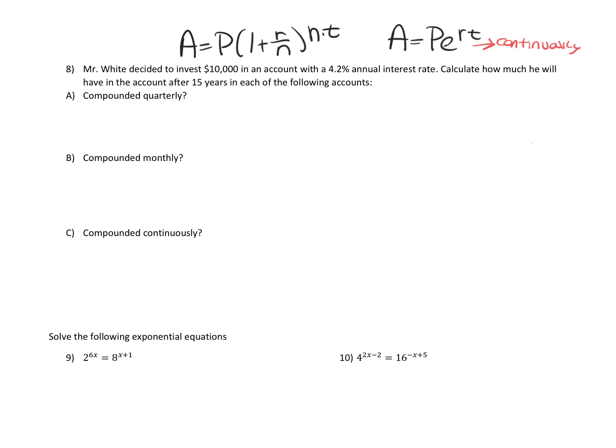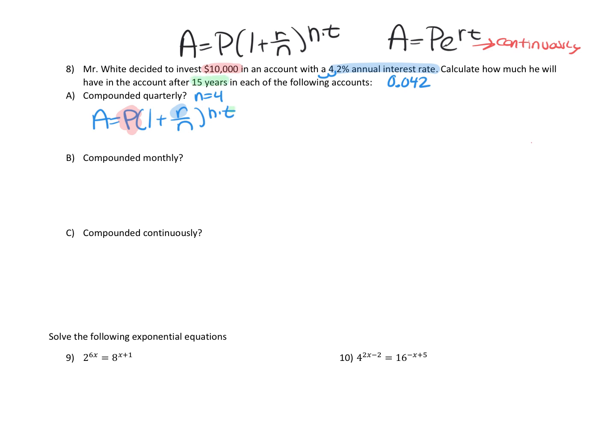So if it's compounded quarterly, that means my n would be 4, and so I'm going to use my A equals P times 1 plus r over n to the nt equation. So my initial investment is $10,000. That's my P. My annual interest rate is my r, but I need to remember to turn that into a decimal. So that'll be 0.042, because we moved that decimal 2 to the left.